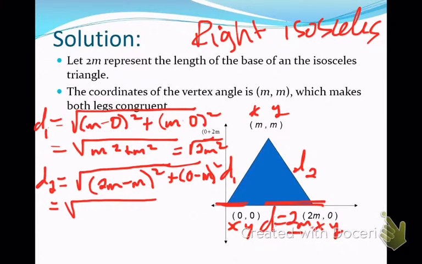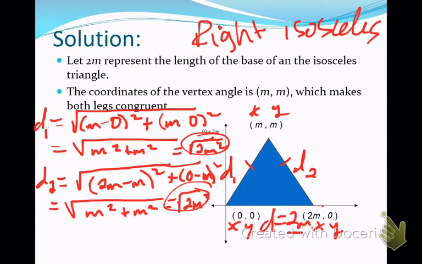Okay. Now, 2m minus m is m squared. 0 minus m is negative m squared, but when you square negative m, you just get m squared. And so we get the square root of 2m squared. Now, these two are the same. So we do have an isosceles triangle. These two sides are going to be your congruent sides. Okay, those are your legs, and this guy down here is your base.